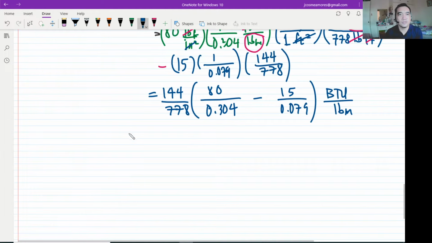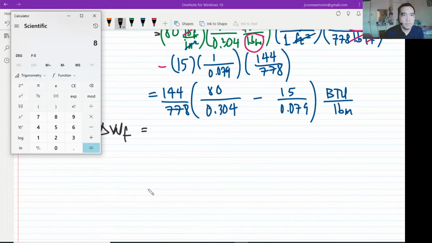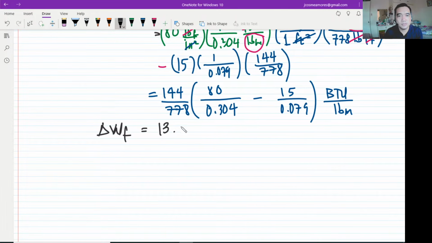Okay? So go ahead and solve the change in flow work. So I have 80 divided by 0.304, then minus the quantity 15 divided by 0.079. Then let's multiply by 144 and divide by 778. So I have 13.56 BTU per pound mass. So we now have everything that we need to solve this problem.